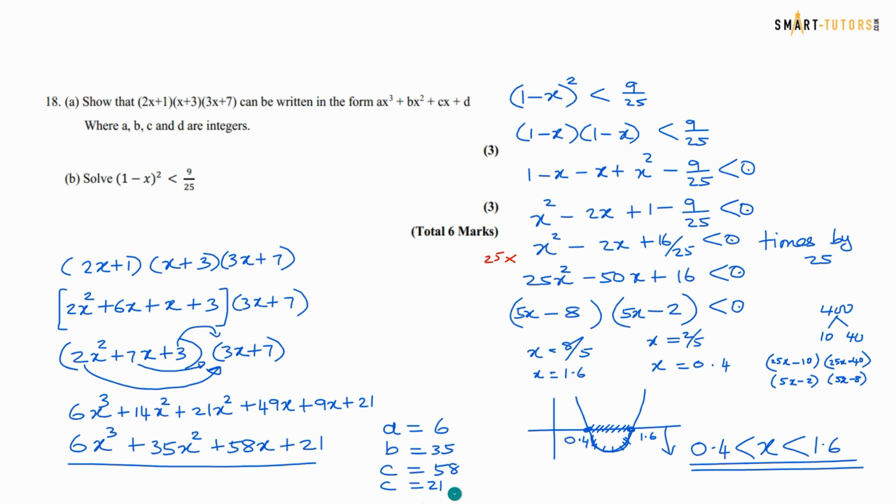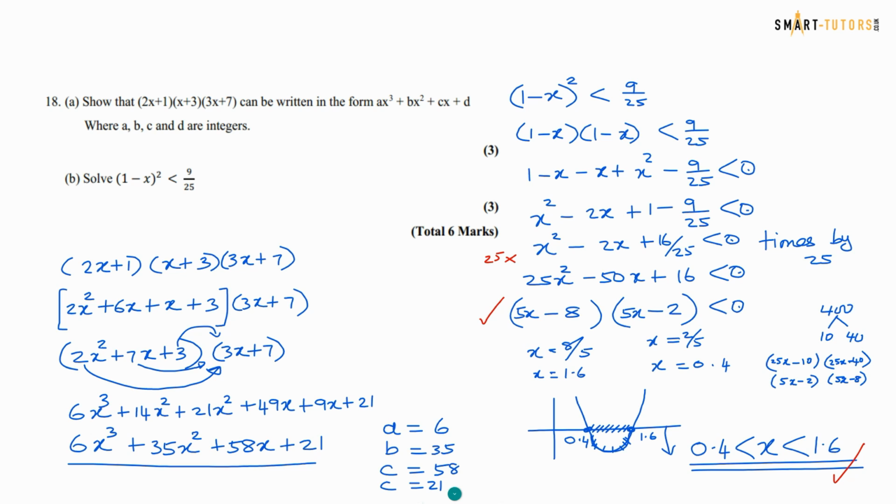The factors of 400 are 10 and 40. So you end up with (25x minus 10)(25x minus 40). You simplify this to (5x minus 2)(5x minus 8). So x equals 8 over 5 and x equals 2 over 5, so you get two answers. For the quadratic inequality, we always draw the graph, and if the expression is less than 0, it is below the x-axis. So x is in between 0.4 and 1.6.